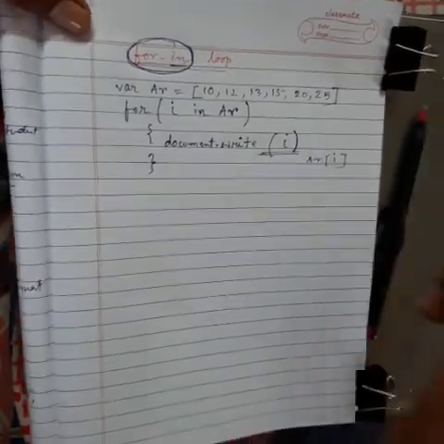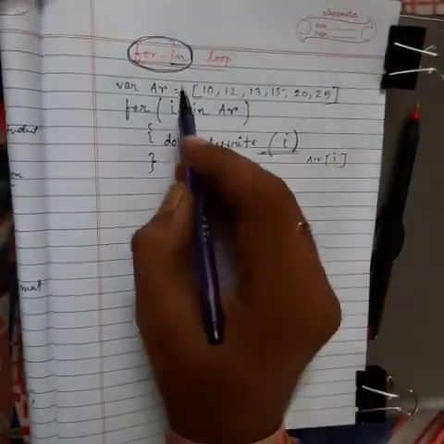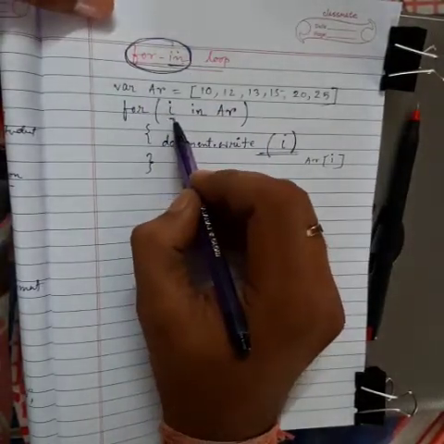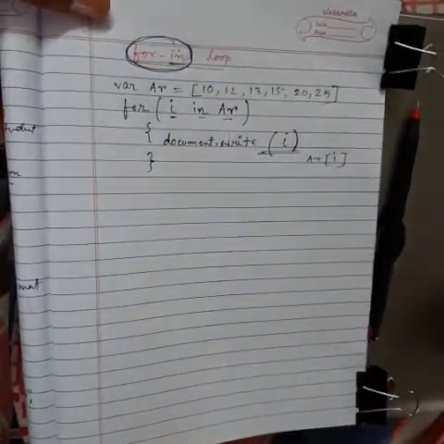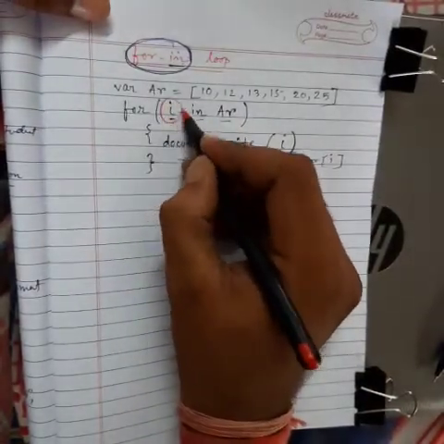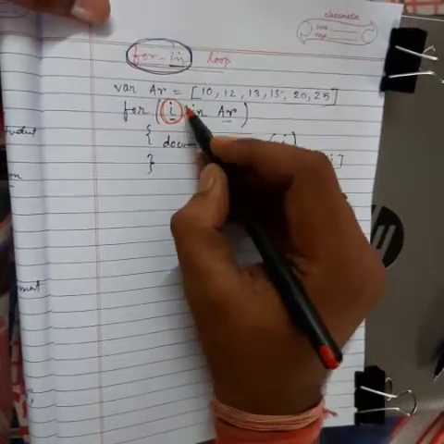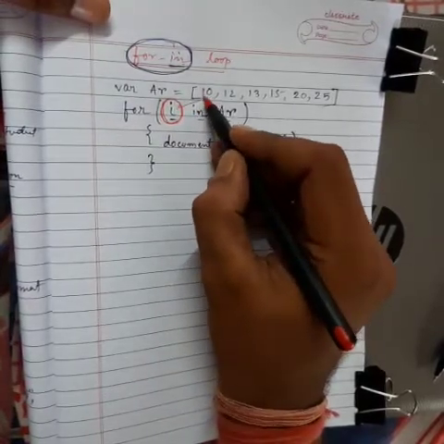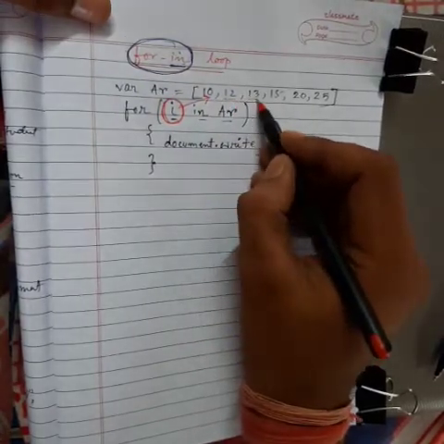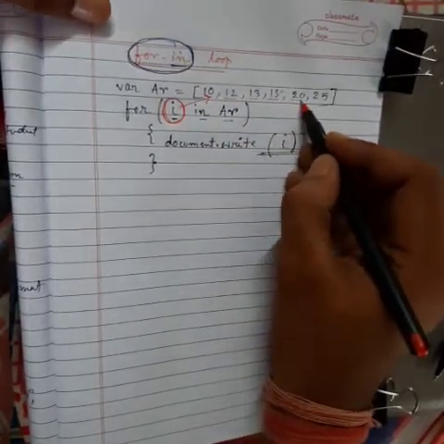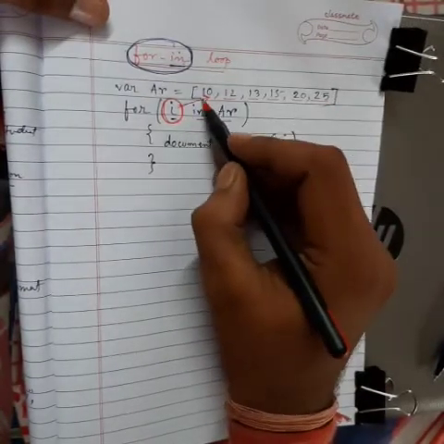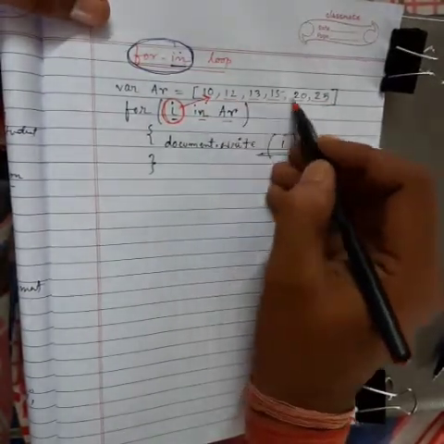So why this kind of difference? Since we are using the for in loop, "for i in ar", each element is being fetched by i. For example, the first value of i will become 10, next 12, next 13, next 15, next 20, and finally 25. In this way, i will be fetching all the values.